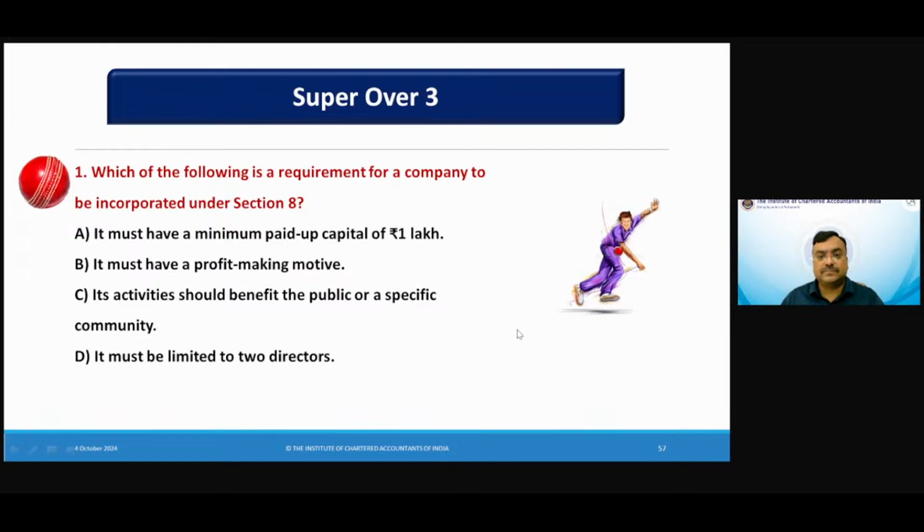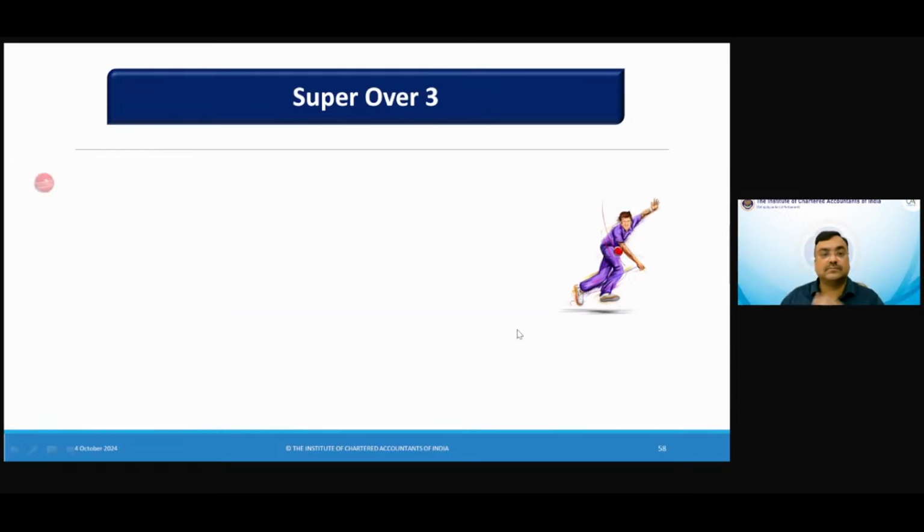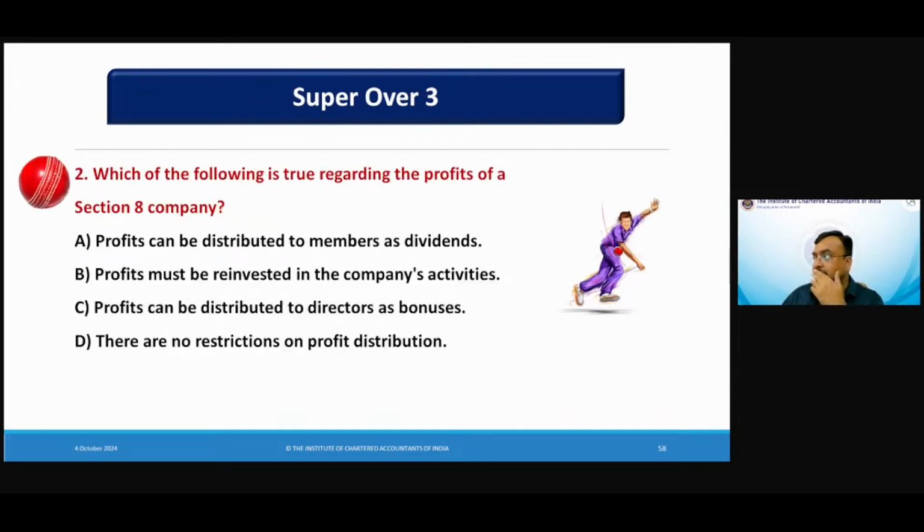Next question. Which of the following is true regarding the profits of Section 8 company? Profit can be distributed to members as dividend. Profit must be reinvested in the company's activities. Profit can be distributed to directors as bonuses. There are no restrictions on profit distribution.